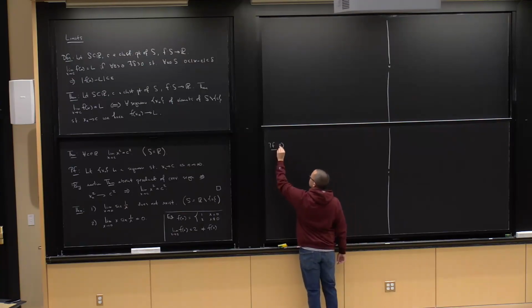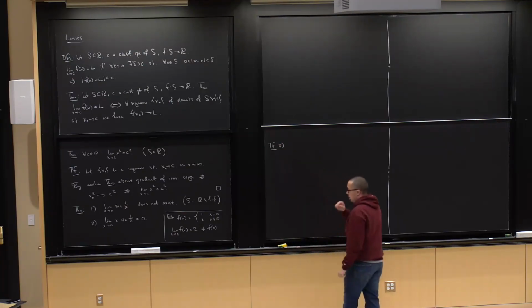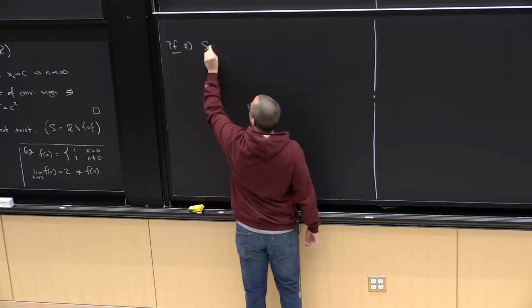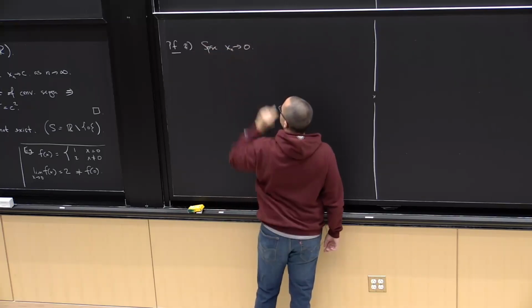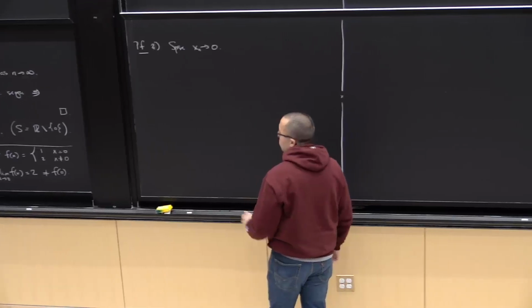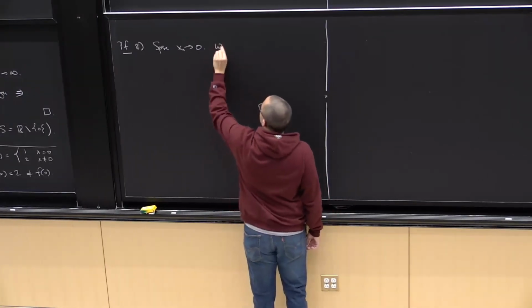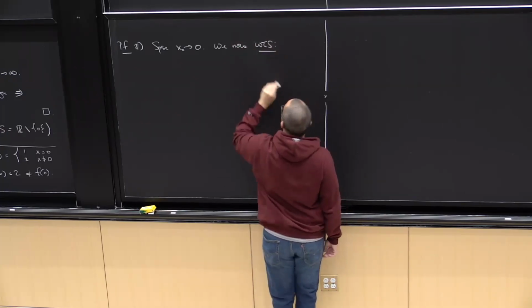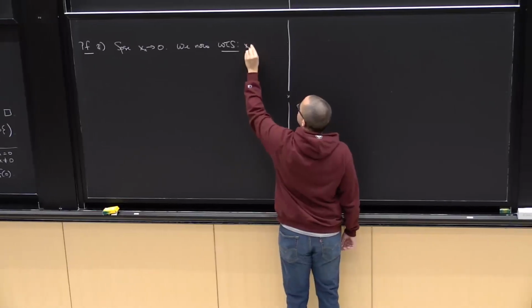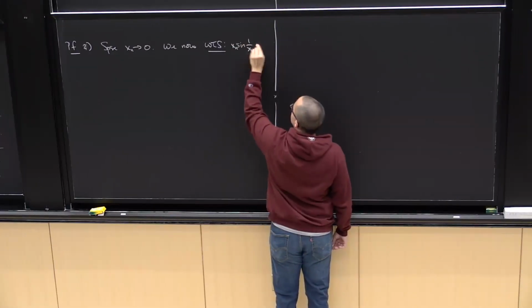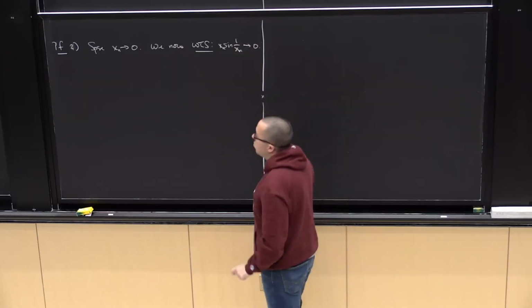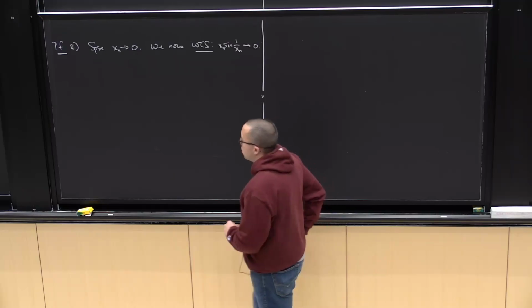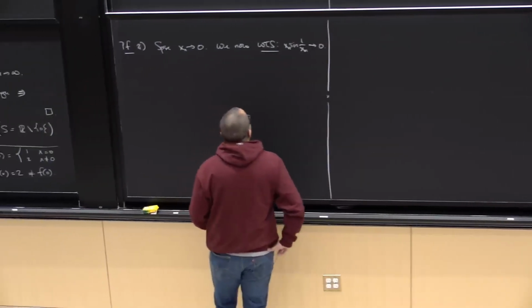In fact, let's prove the second limit exists and equals 0 first. Suppose x sub n is a sequence converging to 0. We now want to show that x sub n times sine of 1 over x sub n converges to 0. By the previous theorem, that will imply that the limit as x goes to 0 of x times sine of 1 over x equals 0. Okay?